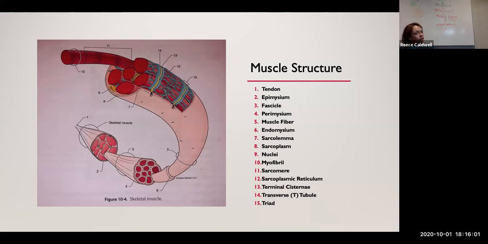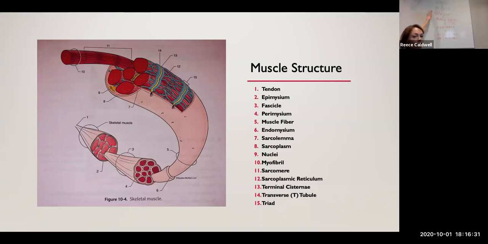and inside myofibrils, we have about 10,000 sarcomeres per one myofibril. So maybe draw that down kind of in a chart format.